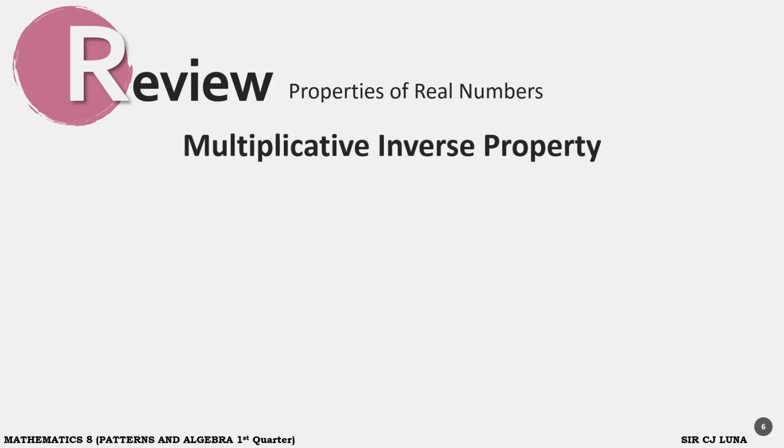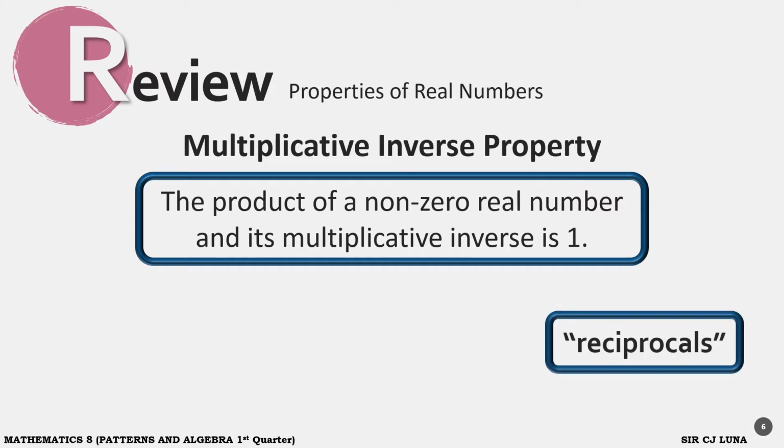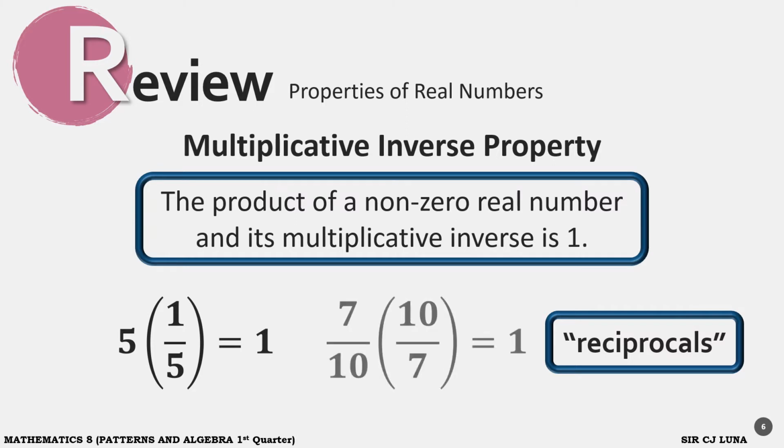Next is the multiplicative inverse property. The product of a non-zero real number and its multiplicative inverse is 1. When you say multiplicative inverse, we are getting the reciprocal of the real number. For example, 5. 5 is a whole number. When you say whole number, it is understood that you have a denominator of 1. So the reciprocal of 5 is 1 over 5. 5 times its reciprocal 1 over 5 is equal to 1. Another example, 7 over 10 times 10 over 7. That's also equal to 1.